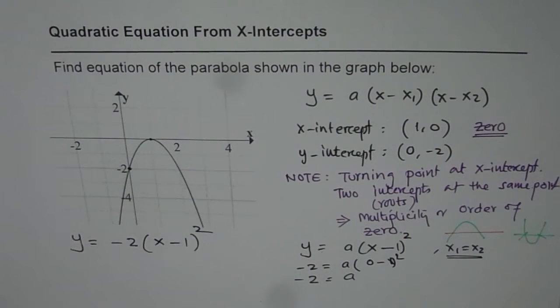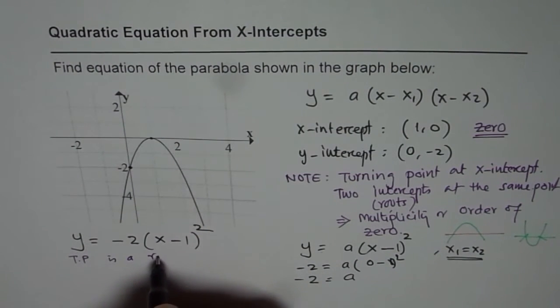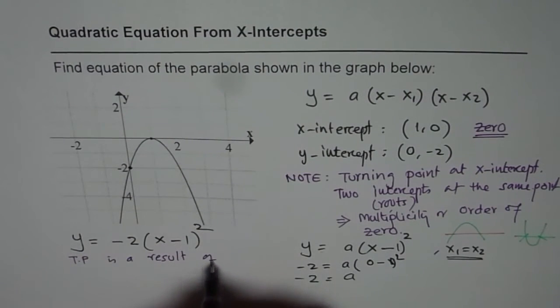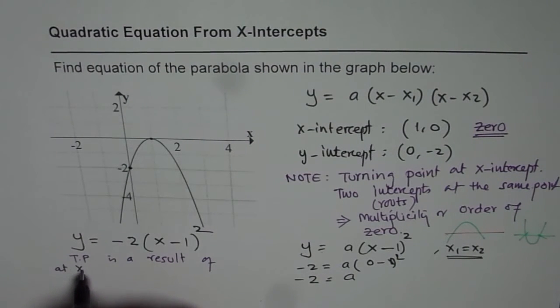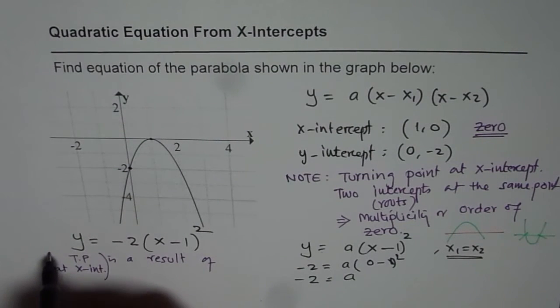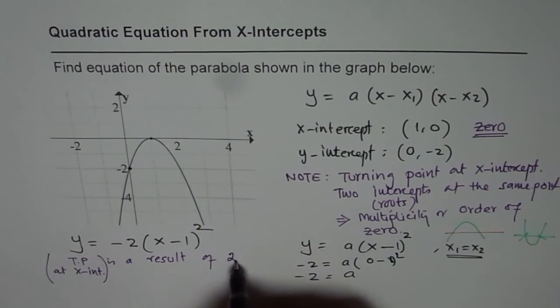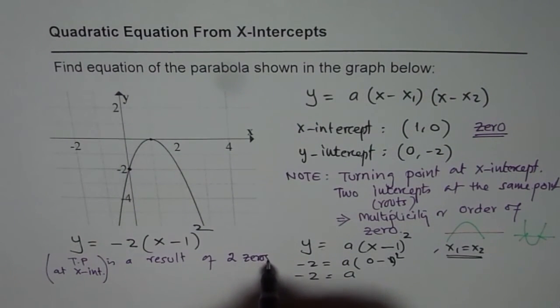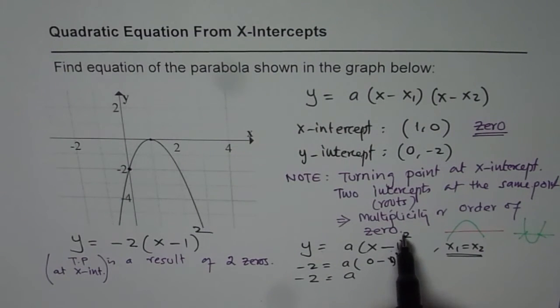So what we learned in this video is that a turning point at the x-intercept is a result of two zeros. That is very important to understand, right? Therefore, we have (x minus 1) whole square, or we could say (x minus 1) times (x minus 1), correct?